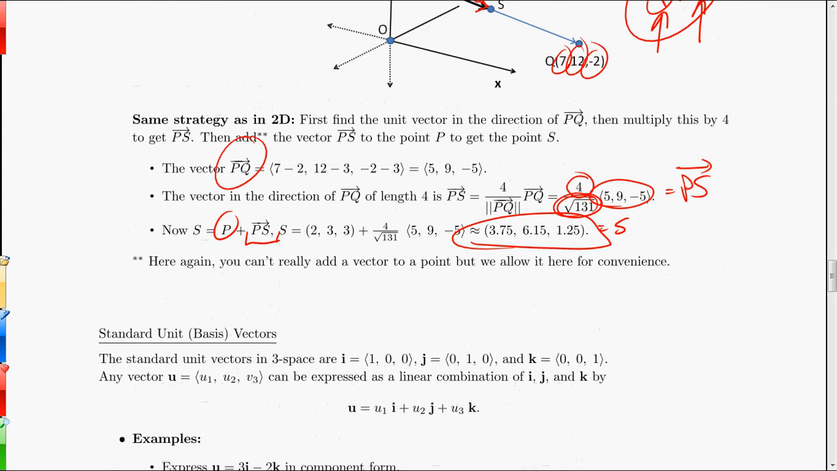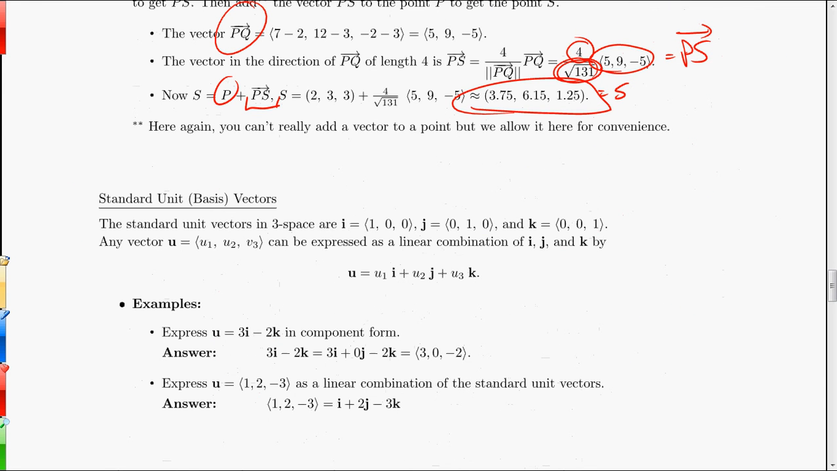We're going to do a little bit more. Oh, I forgot about this. Standard unit basis vectors. When we were in 2D, we had i and j. This was i, this was j, and they were the standard unit basis vectors. When we're in 3D, we now have an i, j, and a k, and they each have 3 dimensions. So that's i, j, and k.